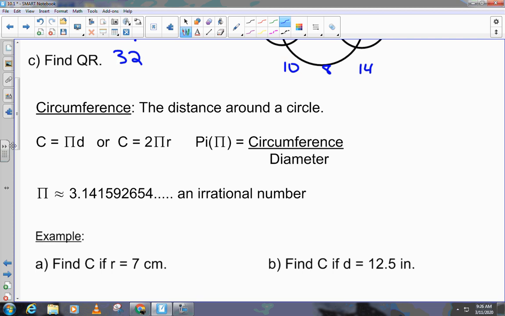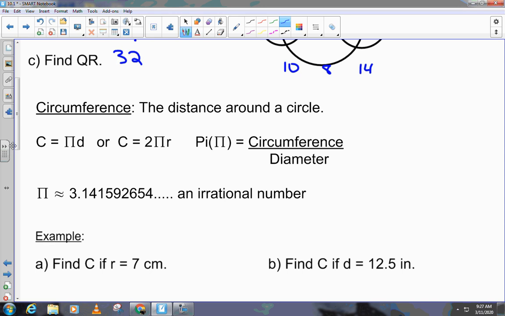Okay, so the formula for circumference is pi times diameter, or 2 times pi times the radius. The diameter is 2 times the radius, so hence they're basically the same formula, just written in a different way. Okay, so what is pi? Well, pi is a ratio of the circumference of the circle to its diameter.